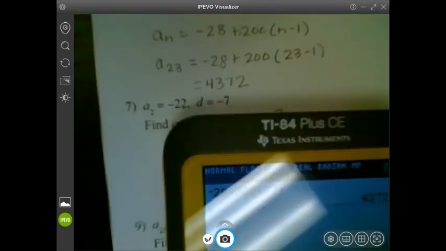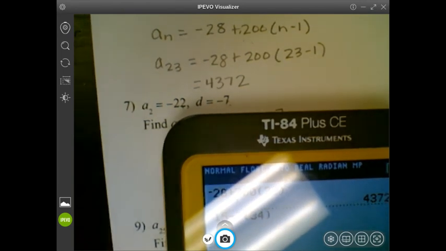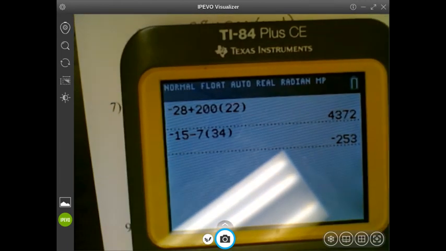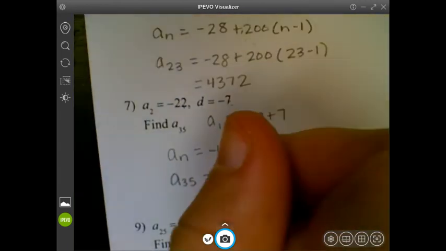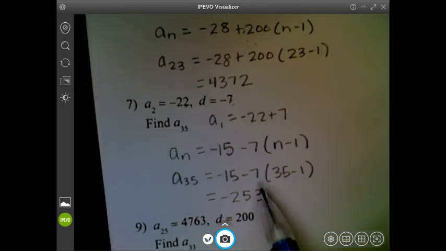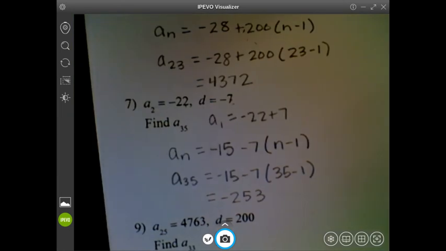All right, so negative 15 minus 7 times 35 minus 1, so times 34. We get negative 253. And I think that number makes sense for this problem because we only subtracted 7 every time, so we weren't subtracting this huge number. If you didn't catch that it said a sub 2 and you wrote it as a sub 1, you'd be one term off. You'd be one term too far down the line.